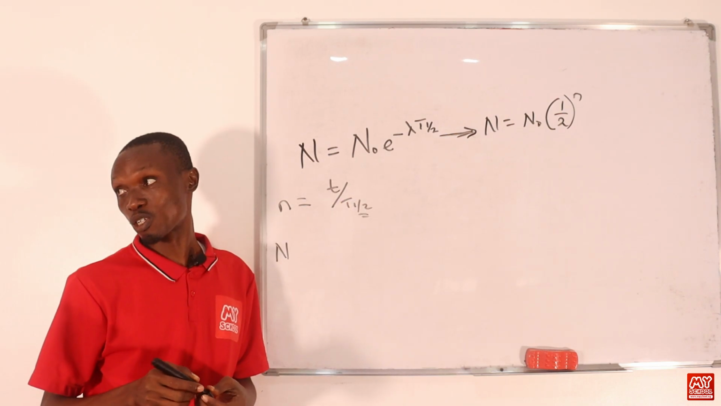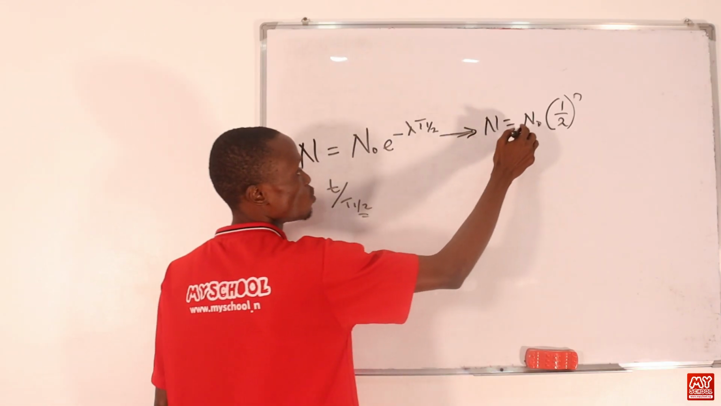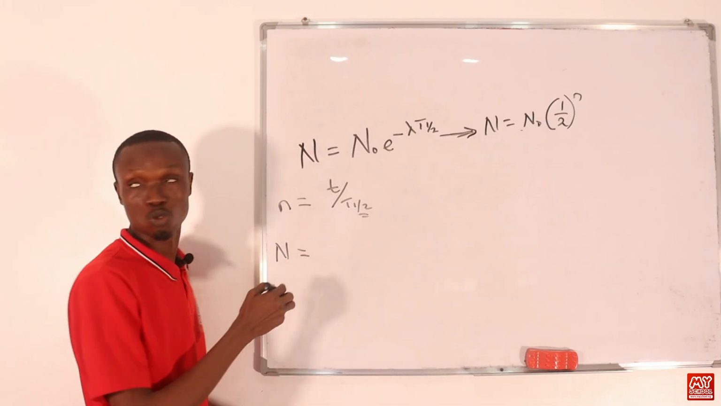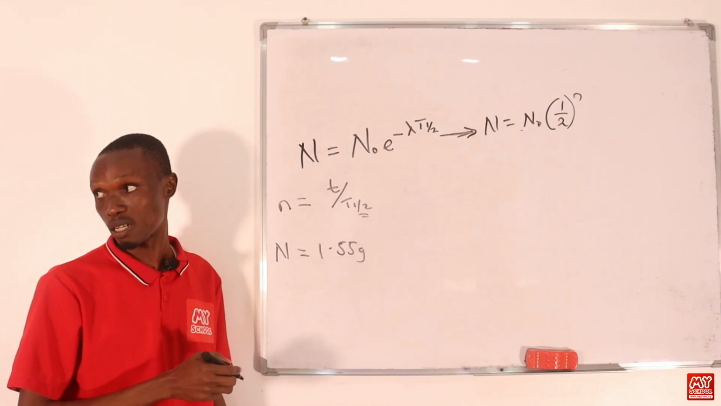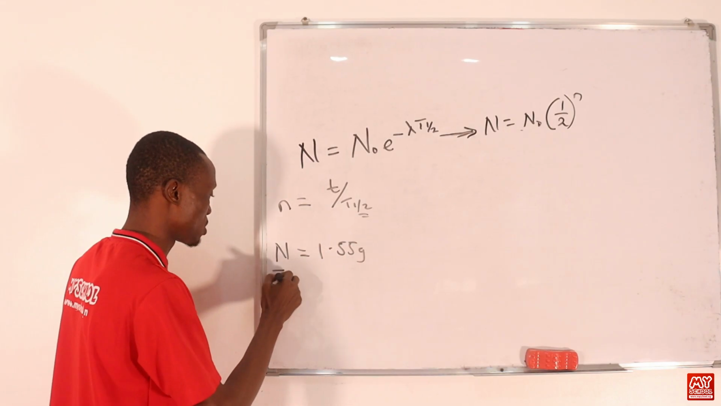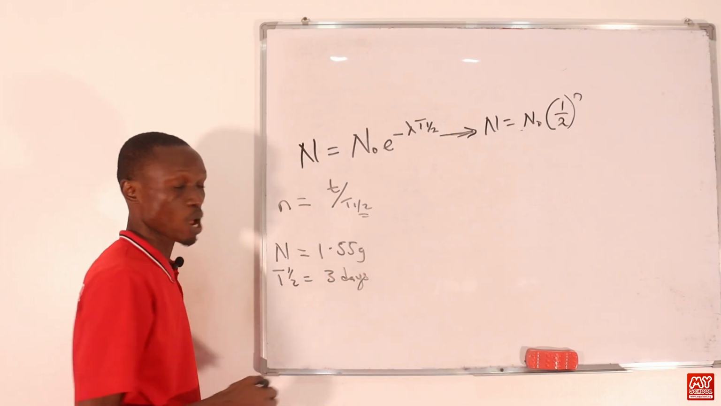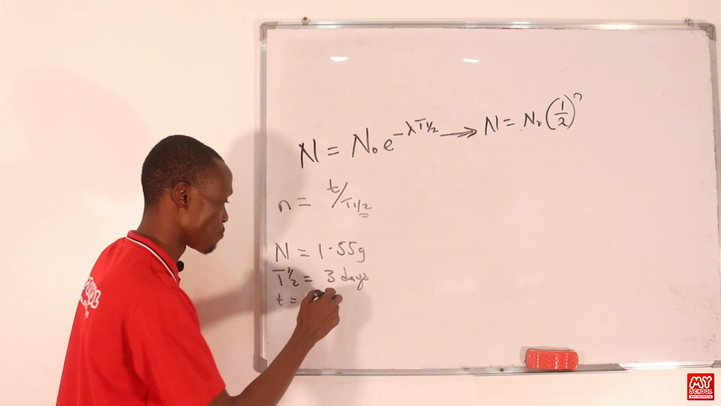So take note of this. In this question, we are asked to determine the original value of the mass. So the original value of the mass has to do with N naught, right? We don't know it, but we know N to be equal to 1.55 grams. So we'll just take note of that. In this question, half-life T 1 over 2 is given to us to be 3 days, while the small letter t is given to us to be equal to 15 days.